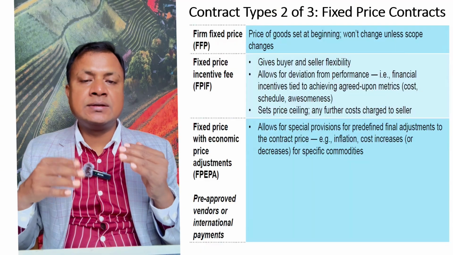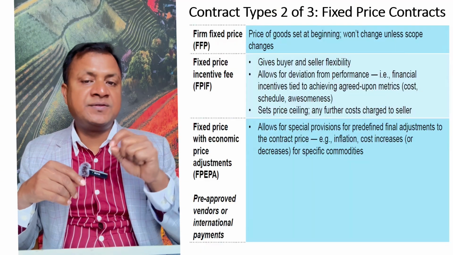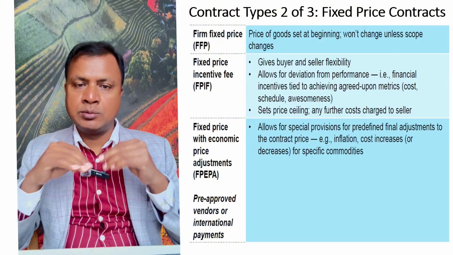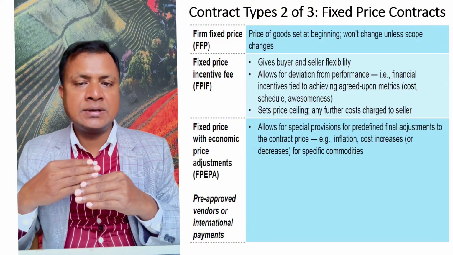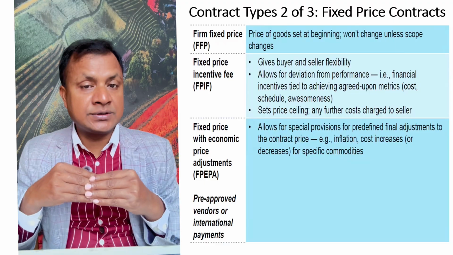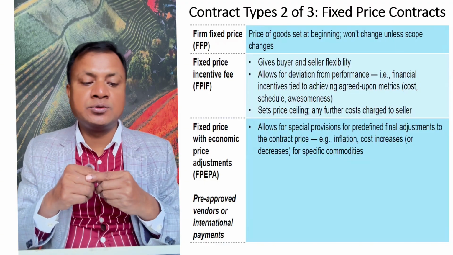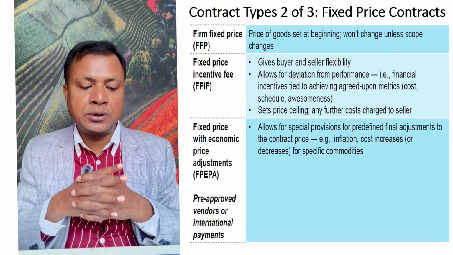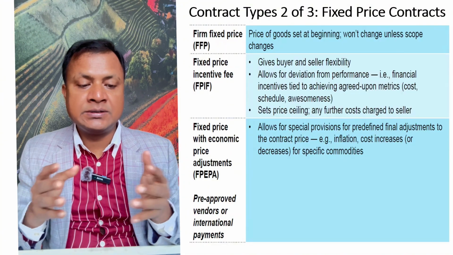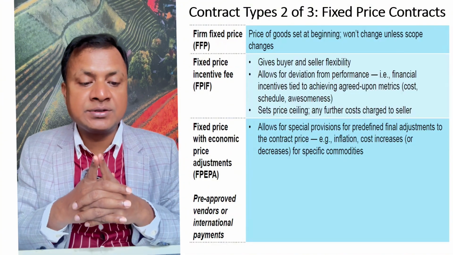In this case, it will be adjusted. So there is a fixed cost in the agreement, it will be provided. But if there is any kind of inflation or cost increases, then it will be considered. That's called fixed price with economic price adjustment. And the last one is pre-approved vendors or international. It's given. And the first one I have missed.